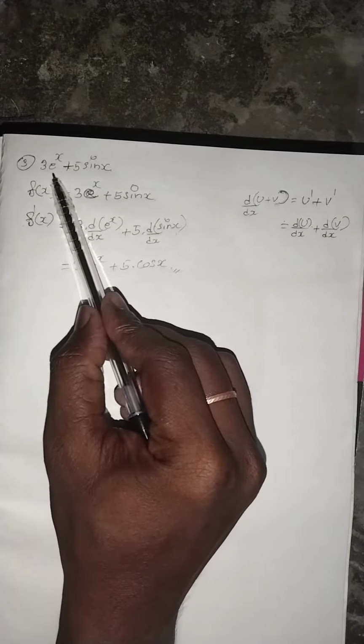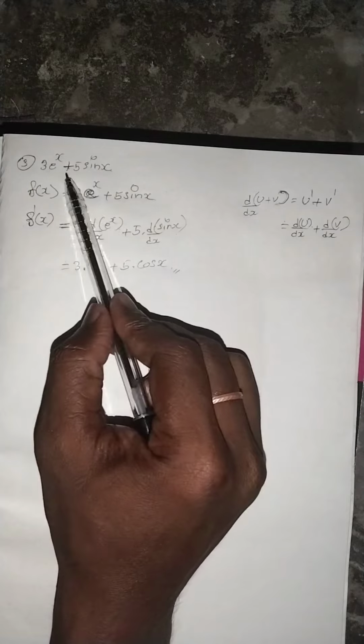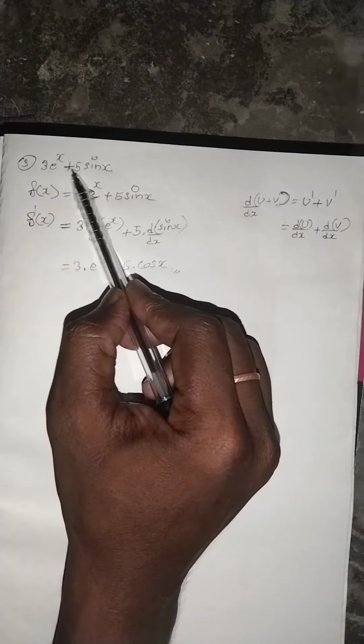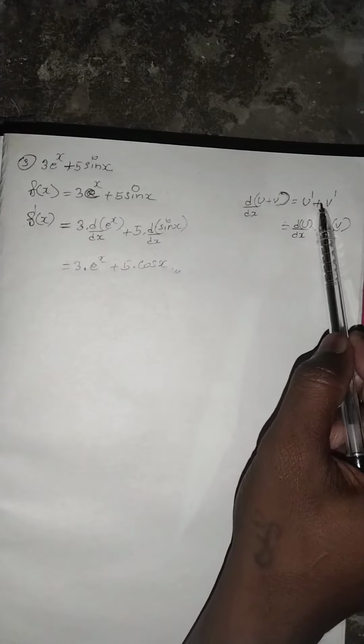Our question is 3e^x + 5 sin x. In this question we have two functions with a plus symbol between them. So this problem looks like u + v, whose derivative is u' + v'.